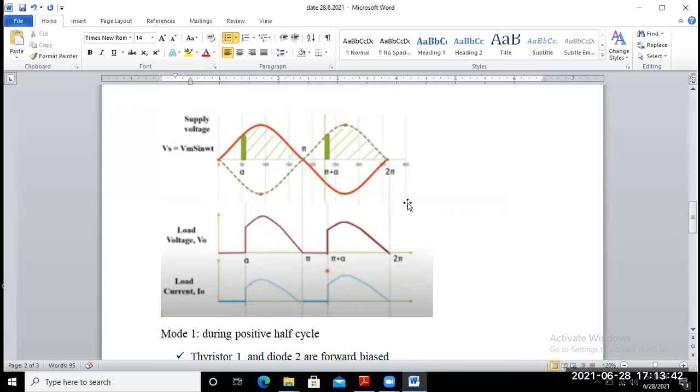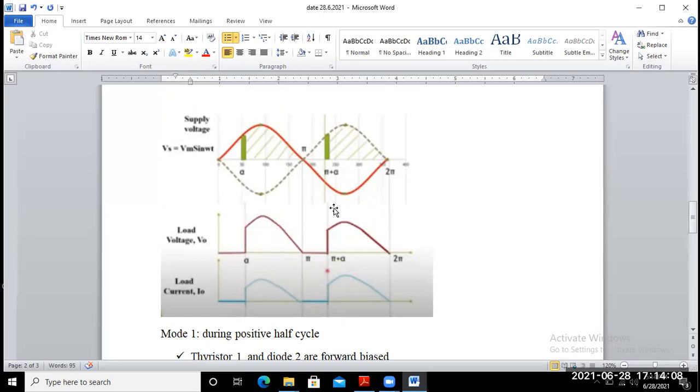Here, when you fire the SCR or provide the gate pulse. Suppose that at this instant, where the green mark is shown, up to this point you fire the gate pulse. So you may show the gate pulse at this point, which represents SCR1, and here you represent the gate pulse for SCR2.